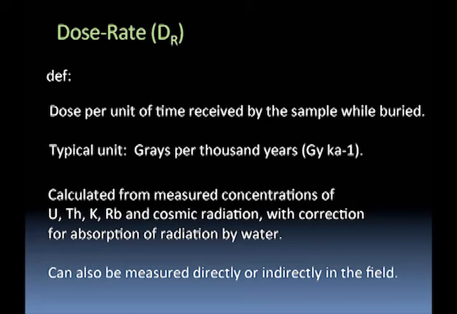We can use ICP, we can use a high-resolution gamma spectrometer in the lab, we can look at neutron activation. There's a number of ways that you can get your content, either directly by the radiation emitted or indirectly looking at these actual radioisotopes.